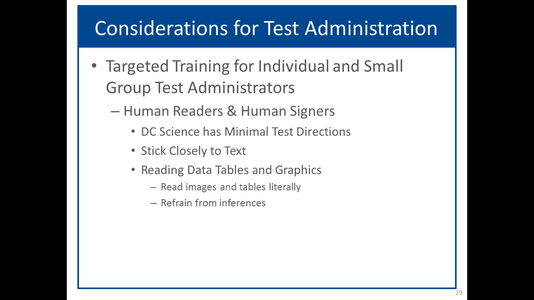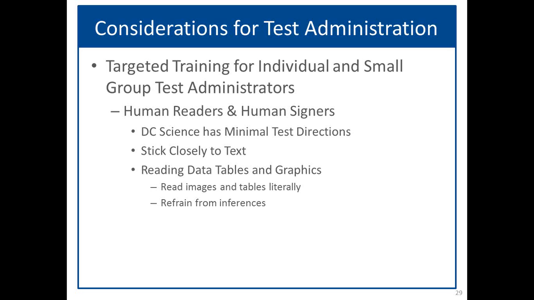The first is that DC Science has minimal test directions. If a student has an accommodation to have more than directions read aloud, it's different, and test administrators will have access to all of the text for reading to students. But the test directions themselves for science are fairly minimal. It's imperative that test administrators stick closely to the text, that they read exactly what's there. And again, this is because you will be using human readers for a broader range of accommodations this year than normally.